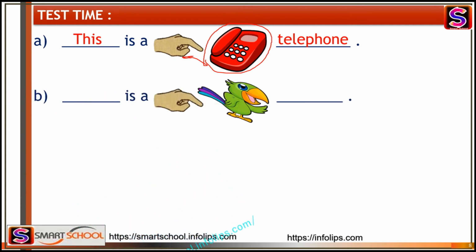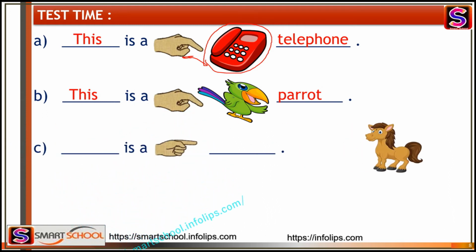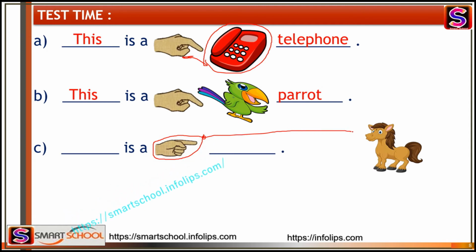See, one more finger. Dash is, and that picture and dash. This is a parrot. Yes, this is a parrot. Now see, there is a different picture. See, this finger is changed and that object is also far from that finger. So that's why we will say, that is a horse.